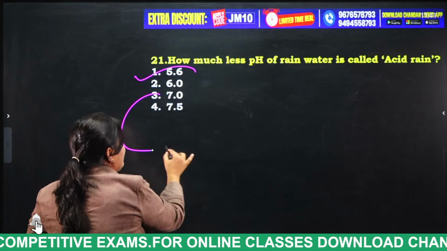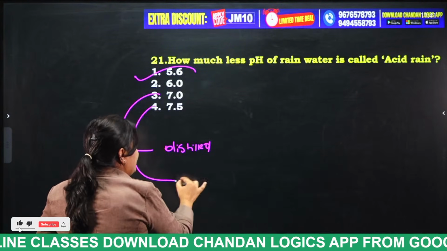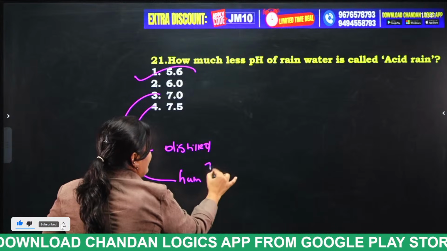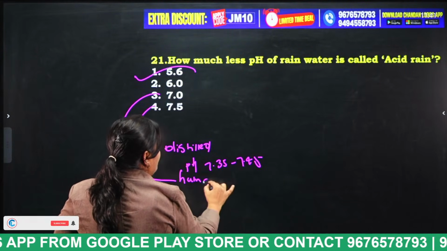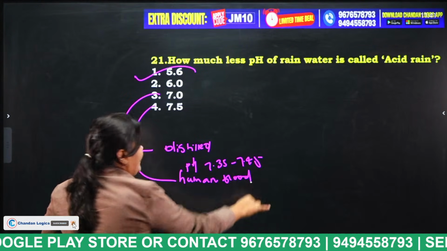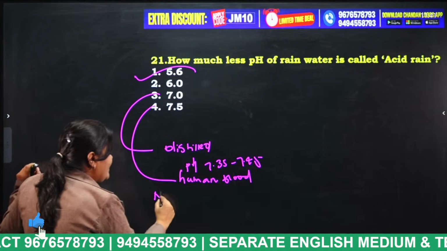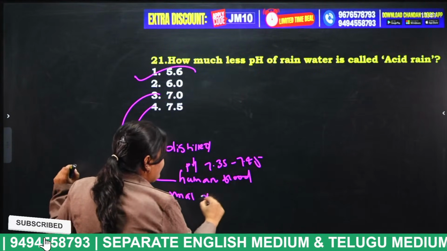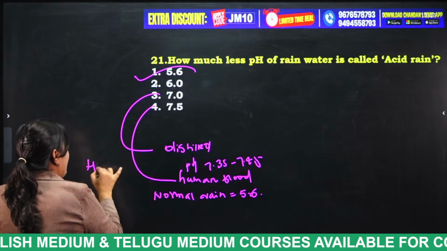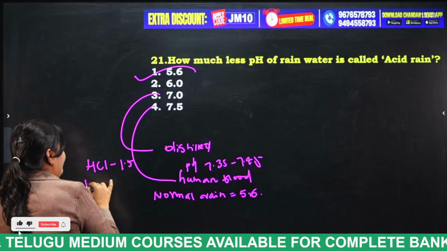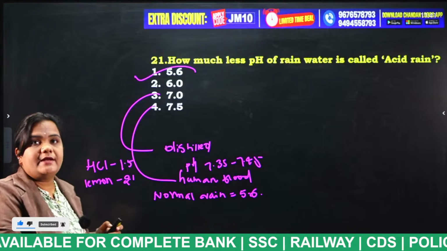If it is equal to 7, we call it distilled water. The pH value of human blood is from 7.35 to 7.45. Okay, done. Next, for normal rain, the pH value will be what, students? 5.6. And for HCl the pH value is 1.5, and for lemon juice the pH value is 2.1. Clear? Done.